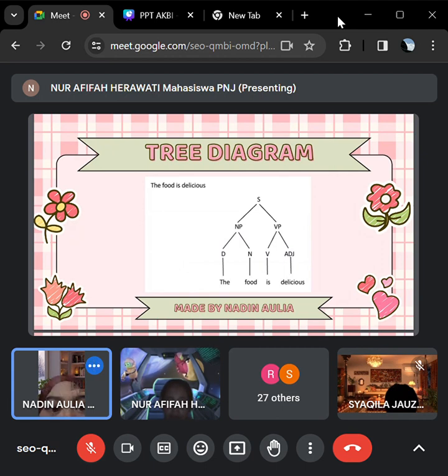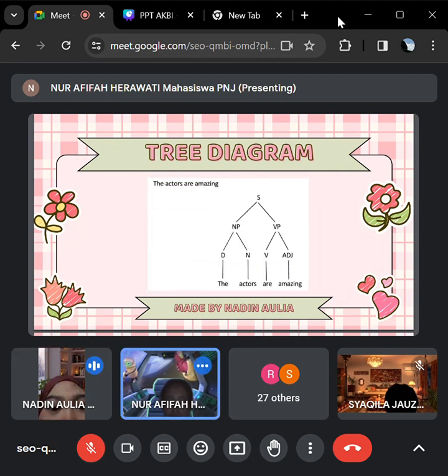Next, the sentence is "the actors are amazing." The is a determiner, actors is a noun, the actors is a noun phrase, are is a verb, amazing is an adjective, or are amazing is a verb phrase.